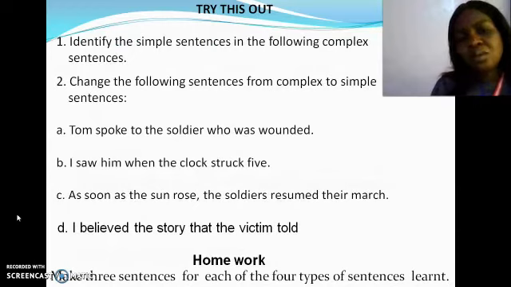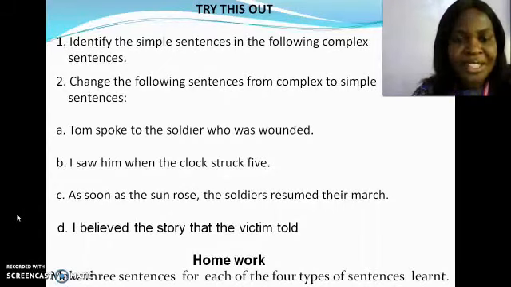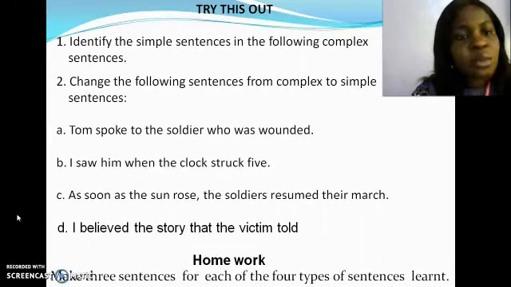Alright, let's try this out. You do this quickly for me. Let me ascertain that you have learned from Miss Matilda today. Alright. Number one, I would ask you to identify the simple sentences in the following complex sentences. We're dealing with the same sets of sentences. Number 1 and 2 questions will make use of the 4 sentence examples given. So number 1, we're taking number 1 now. Identify the simple sentences in the following complex sentences.